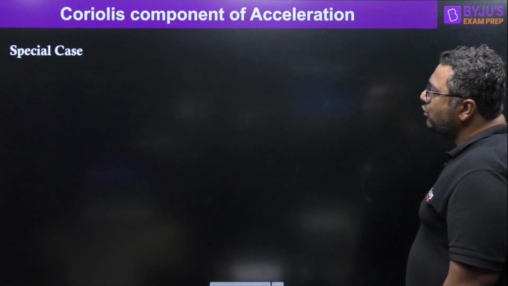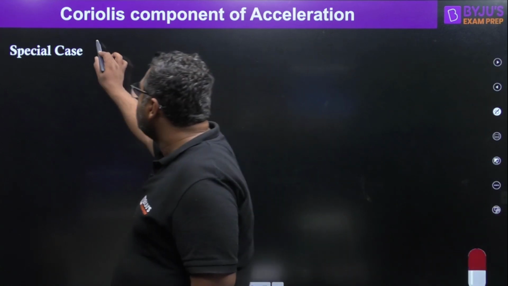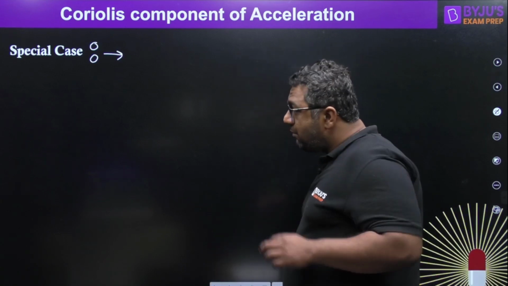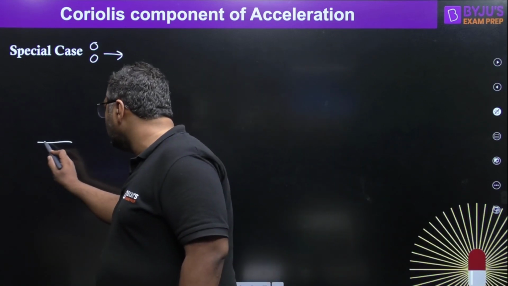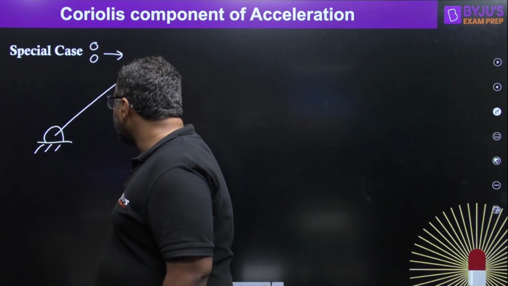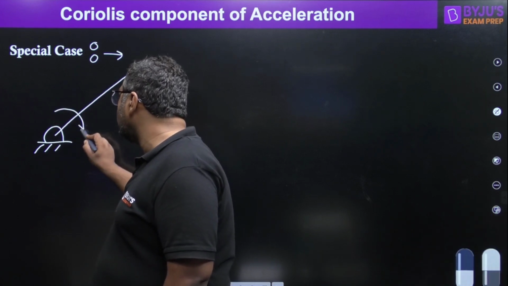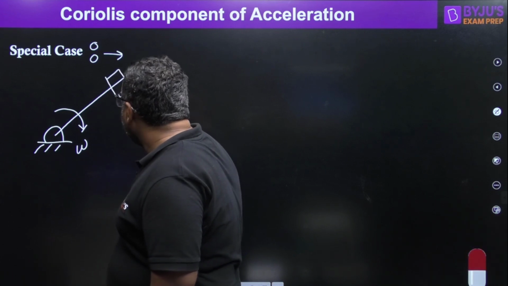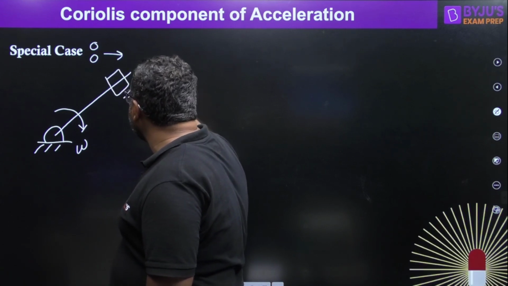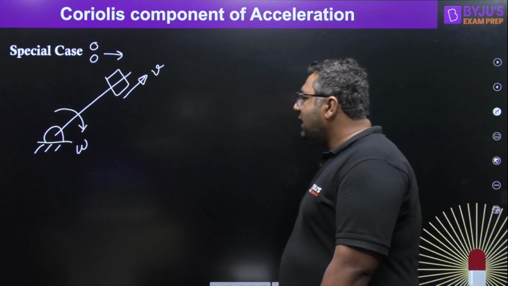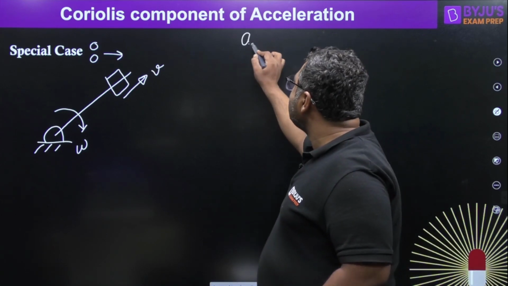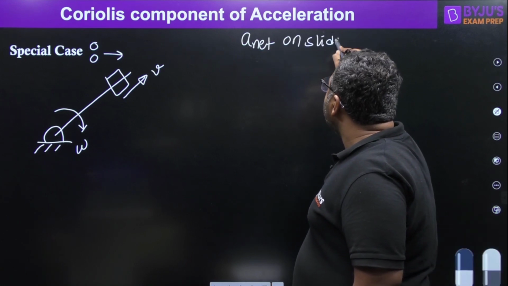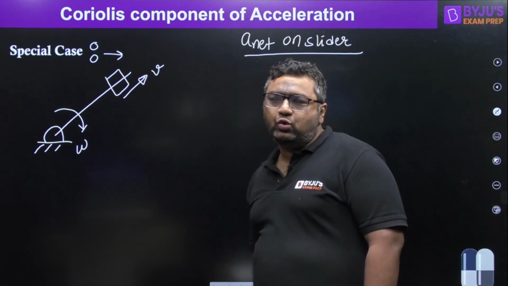Now my dear, I am coming to the last thing, that is a special case, that how the questions will be coming on this. So my dear, when we are talking about the questions, they will be giving you a particular link like this, and they will say this link is rotating with an angular velocity of omega, and they say this is a slider, and the slider velocity is given in this direction v, and they will be asking you what is the net acceleration on slider. So my dear, when we have this type of question, how to see?